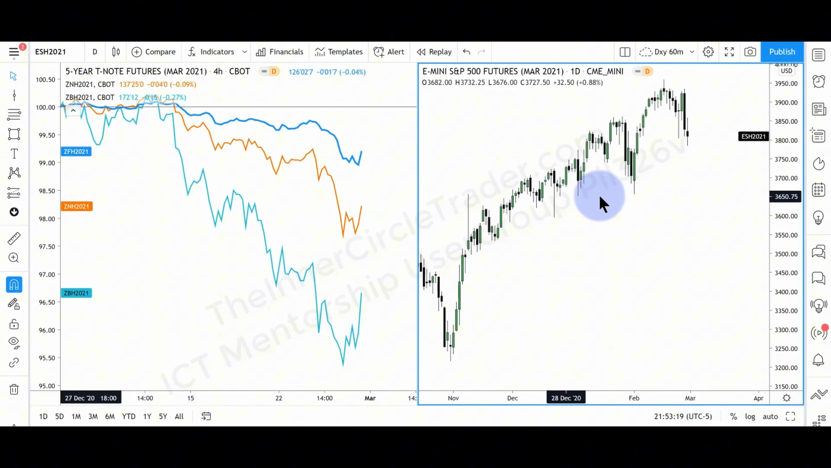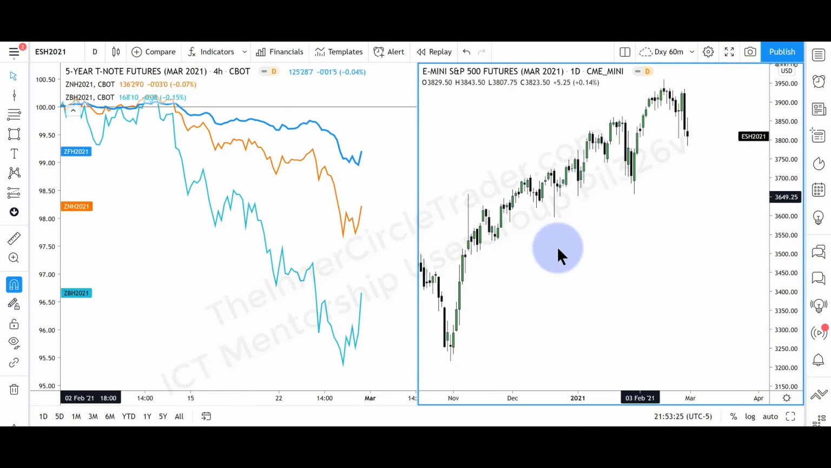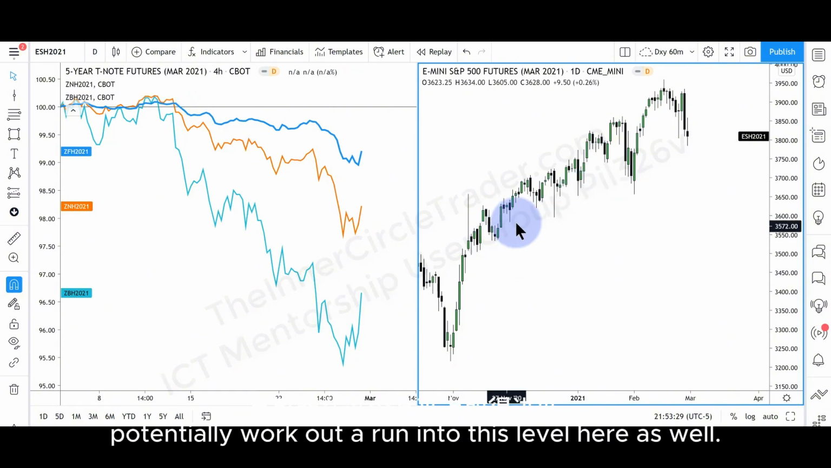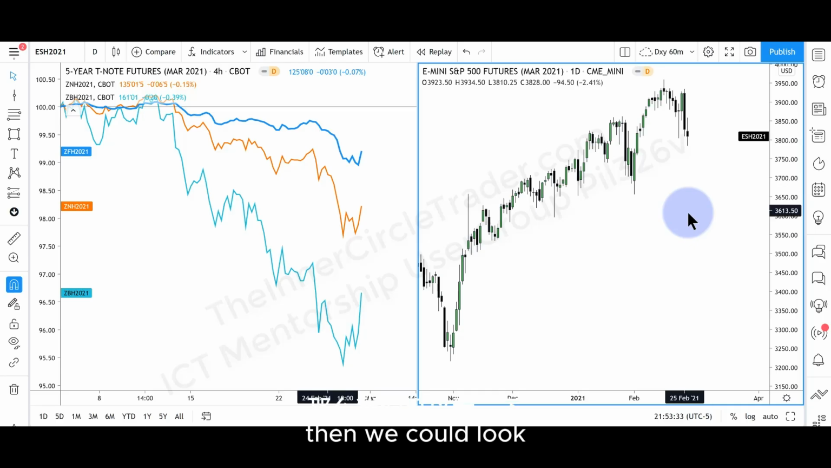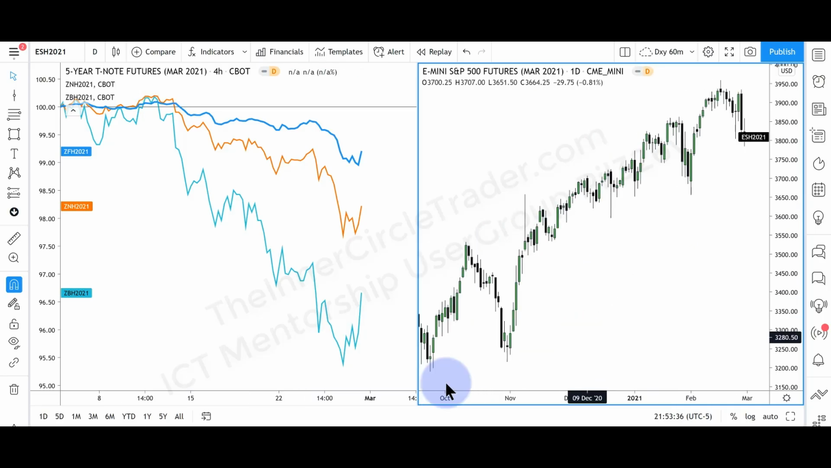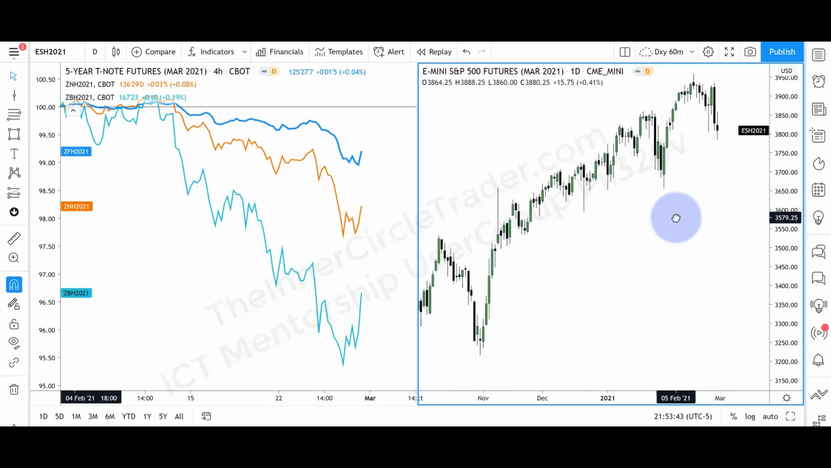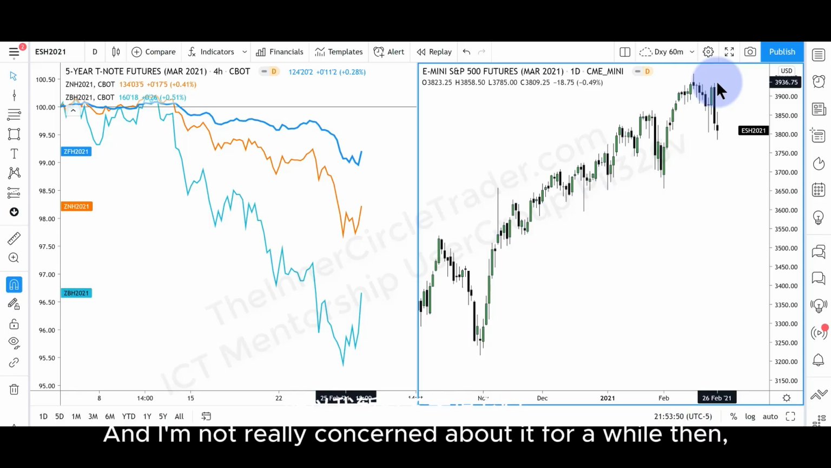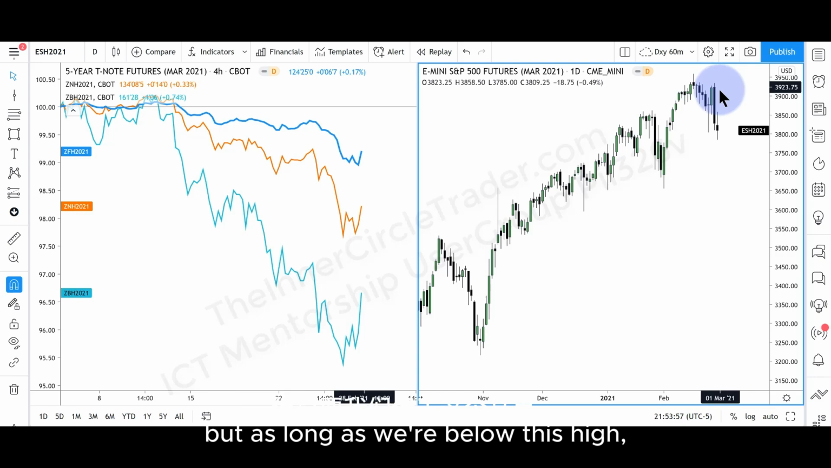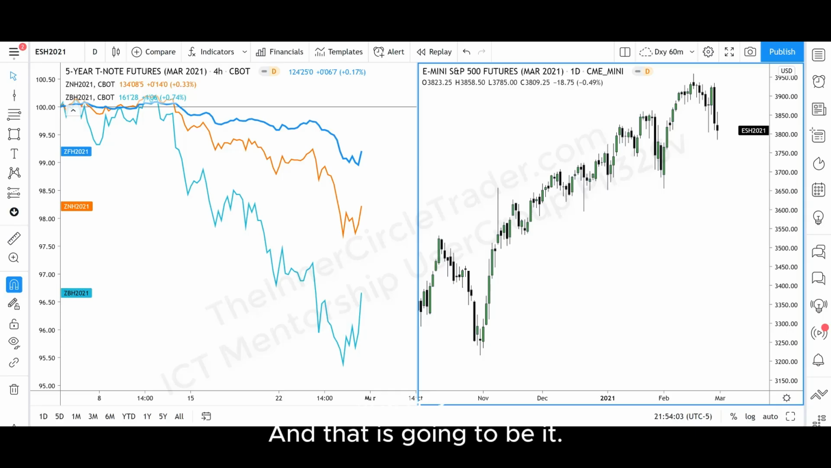You know, I'm watching this area here. If we see an advancement on selling, watch this area here, and then we can potentially work out a run into this level here as well. If we get terribly animated on the downside, then we could look for something over here. Okay, but that's on my radar right now for equities, and it'll be interesting to see what we get. Obviously, if we run back above this high here, then it puts it on the back burner, and I'm not really concerned about it for a while then. But as long as we're below this high, my attention for equities is right in here. Okay. And that is going to be it.